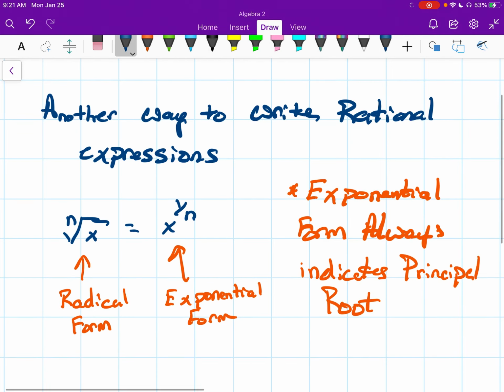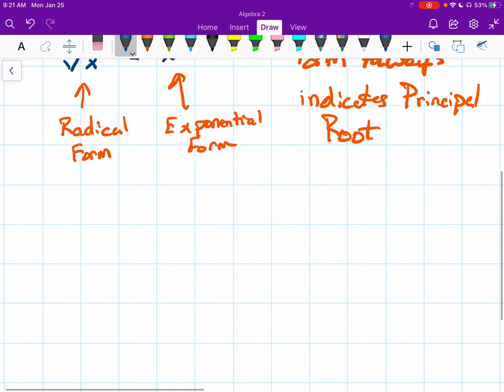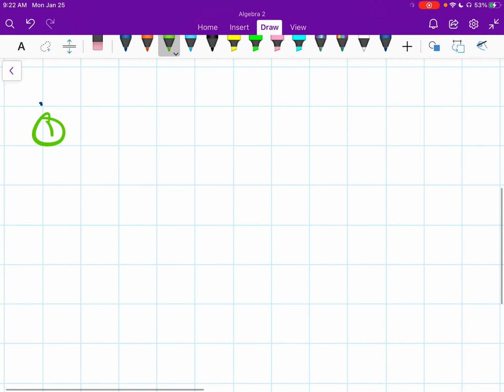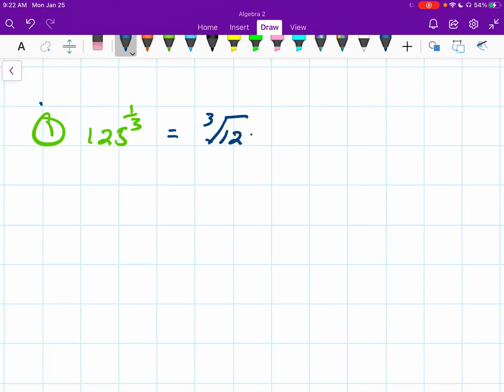So let's look at this in context here. Number one, here we are going to be simplifying. So we have 125 to the 1/3. We're supposed to simplify that as much as we can. So that 1/3 in the exponent, we could write that as a radical. That would be the third root of 125, which we know is 5. All right.